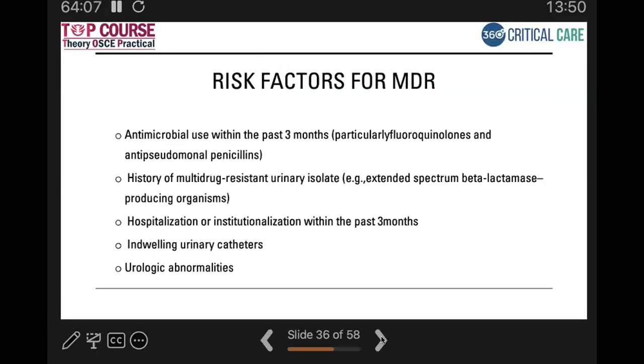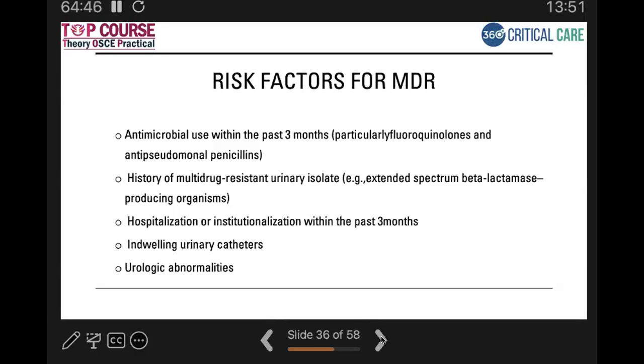Okay, and what are the risk factors for multi-drug resistant organisms? We discussed that in complicated and recurrent UTIs, the main problem is MDR organisms. Who are at risk of developing MDR complicated UTIs? If they had used antimicrobials within the past 3 months, especially fluoroquinolones and anti-pseudomonal penicillins, or there was a history of multi-drug resistant urinary isolate even in the past, or persistent institutionalization or catheterization, or urological abnormalities which have not been surgically repaired. So these could all be reasons for MDR.